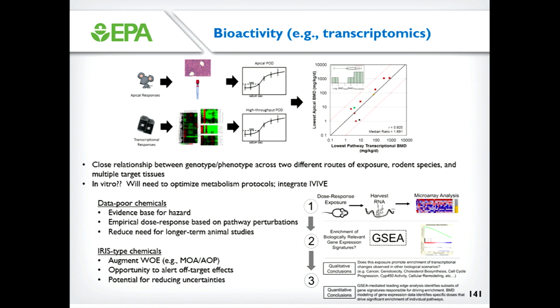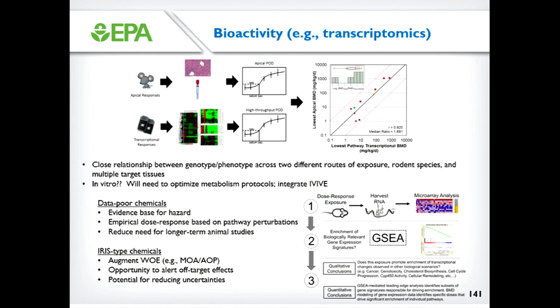So we found close relationships between genotype and phenotype across oral and inhalation routes of exposure, rats and mice, and multiple target organs, liver, thyroid, kidney, both non-cancer and cancer. Question about in vitro. Yes, we're working on that. We're a little bit further off from that, but how can you use in vitro transcriptomics in a similar manner to inform hazard and/or dose response? The things that need to get worked out with our friends in NCCT and elsewhere is optimizing metabolism protocols: how can a cell culture in vitro, how can we best make that relevant to what might be happening in an in vivo situation.